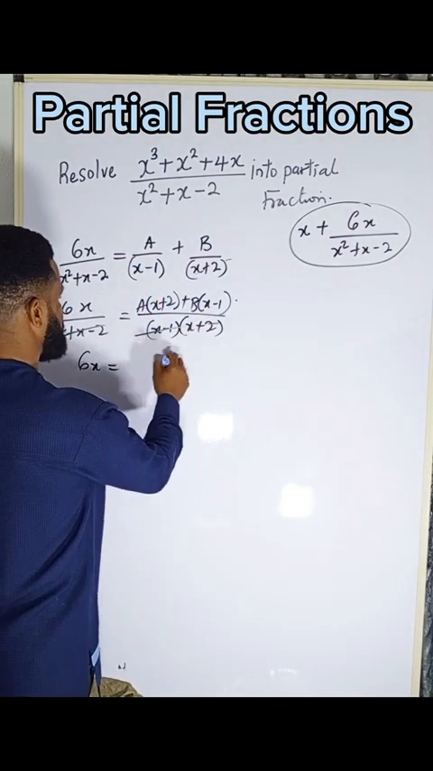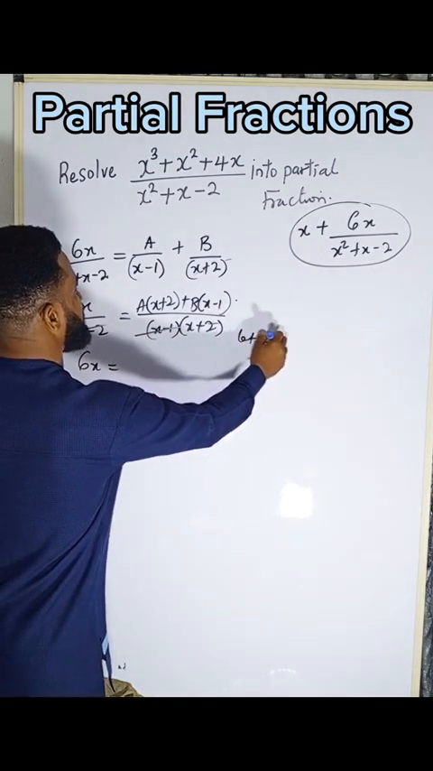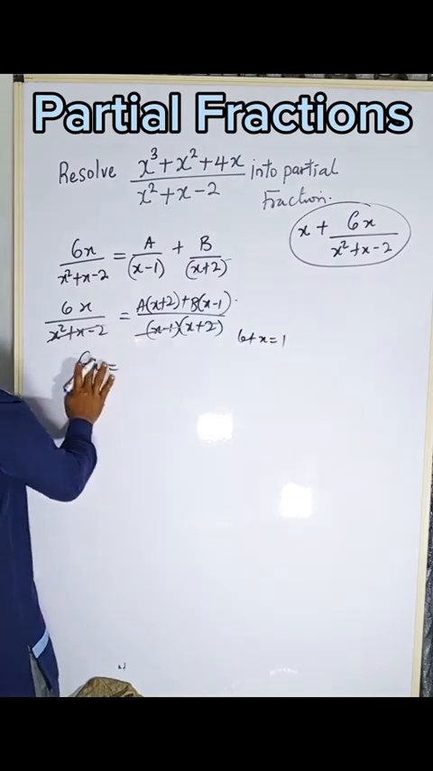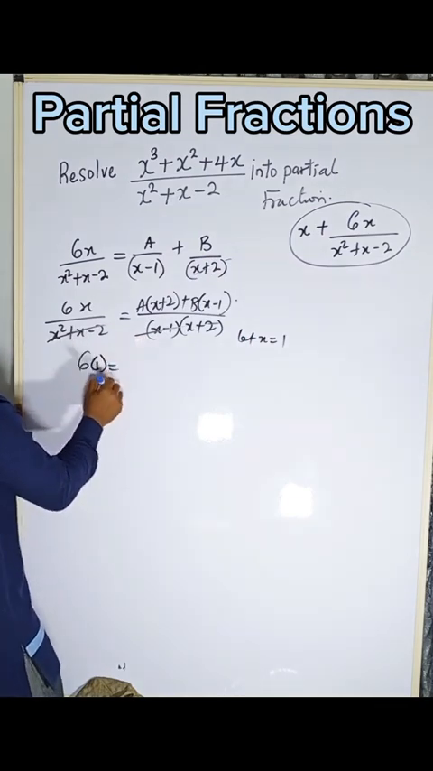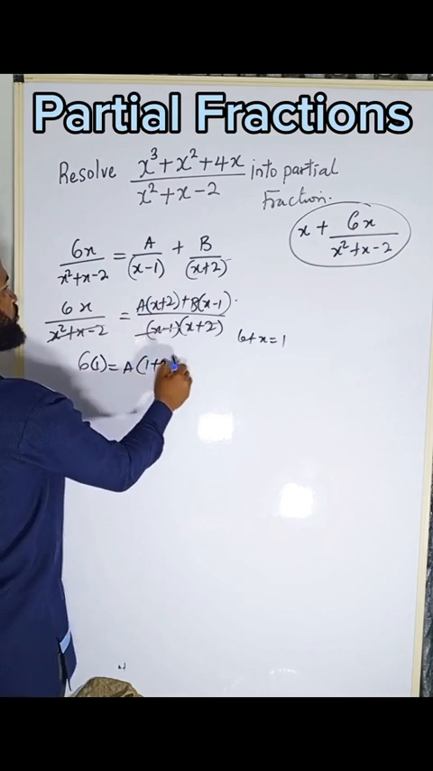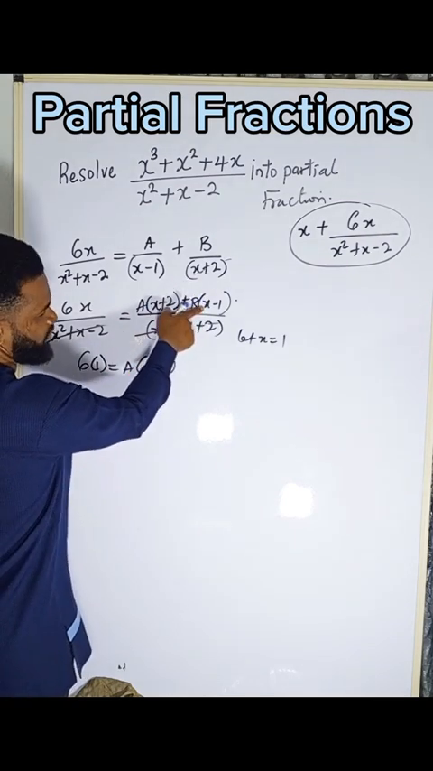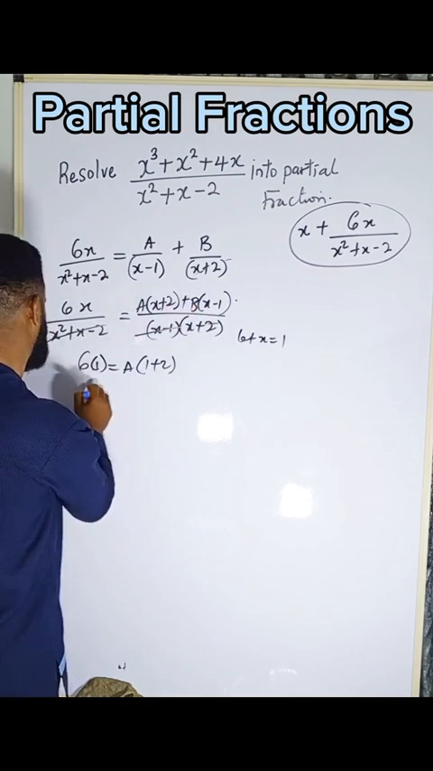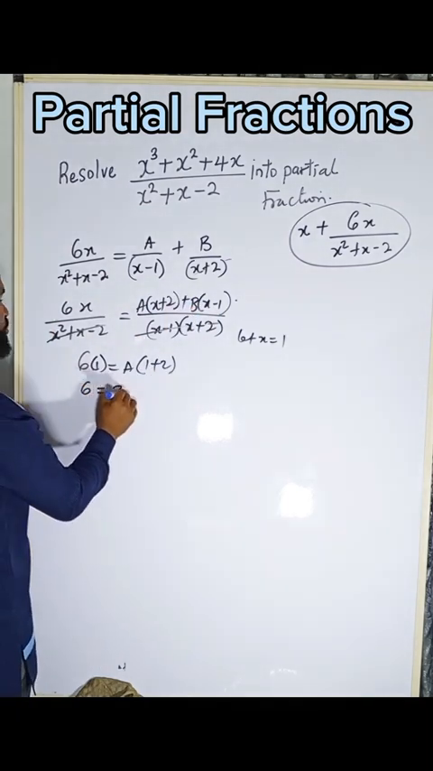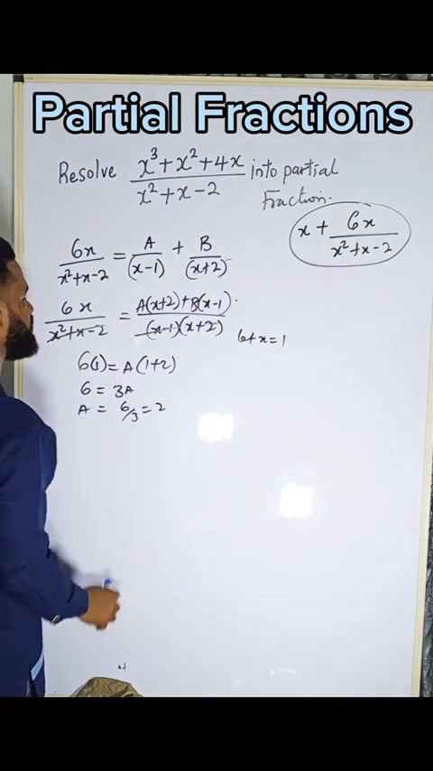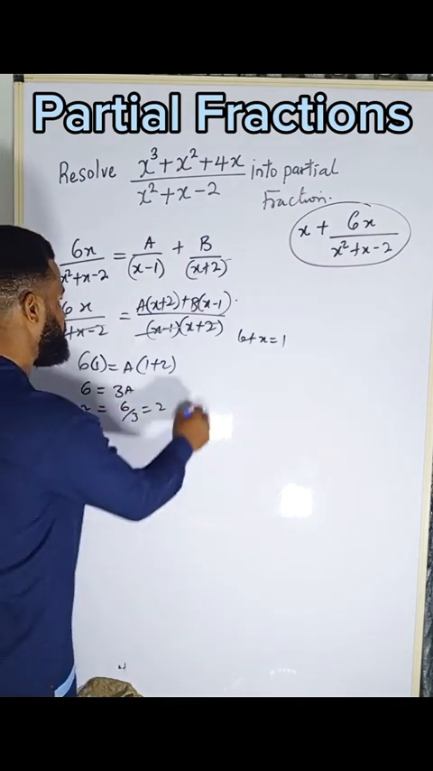Let me eliminate B by saying let x equal 1. If that is the case, B is out. So this is 1 and this is A bracket x, which is 1 plus 2. If x is 1, 1 minus 1 is 0, and 0 times B is 0. So 6 is going to be equal to 3A. So A becomes 6 over 3, which is 2. So A is 2 right now.